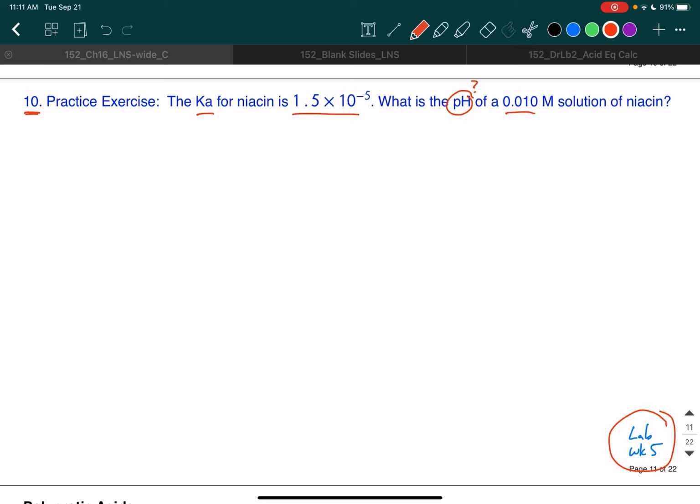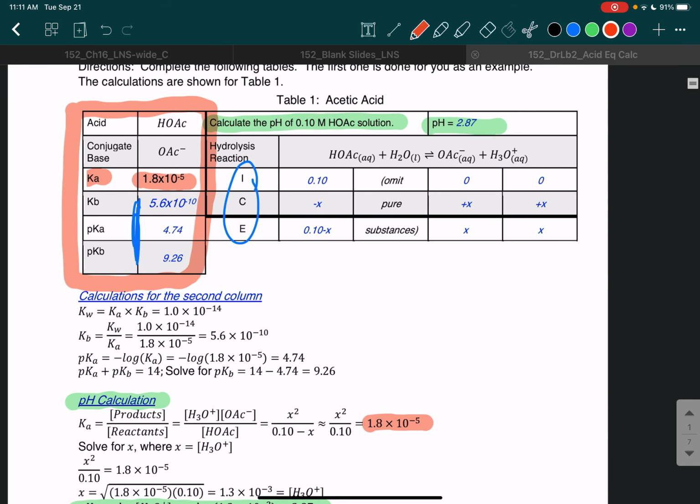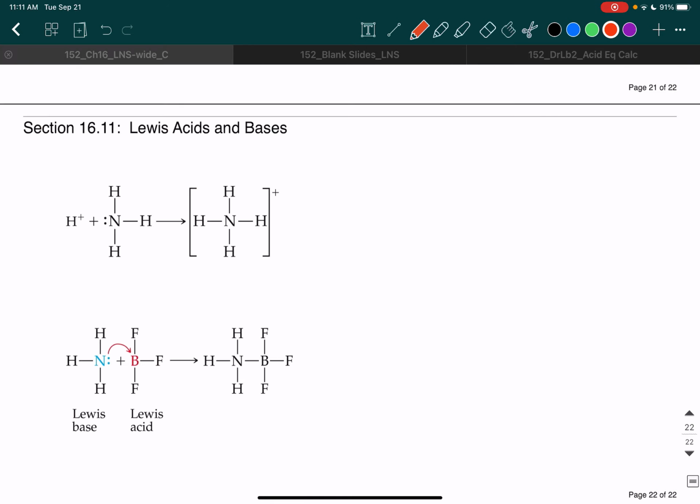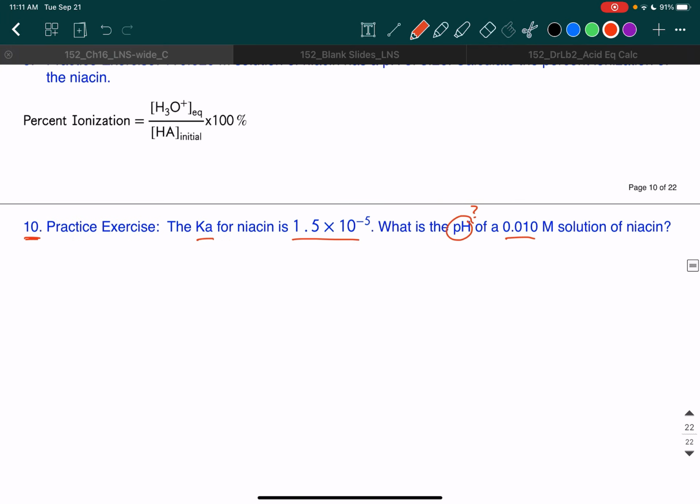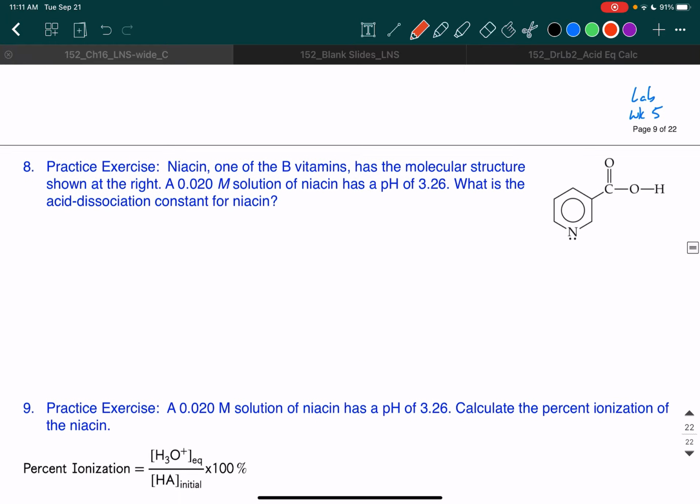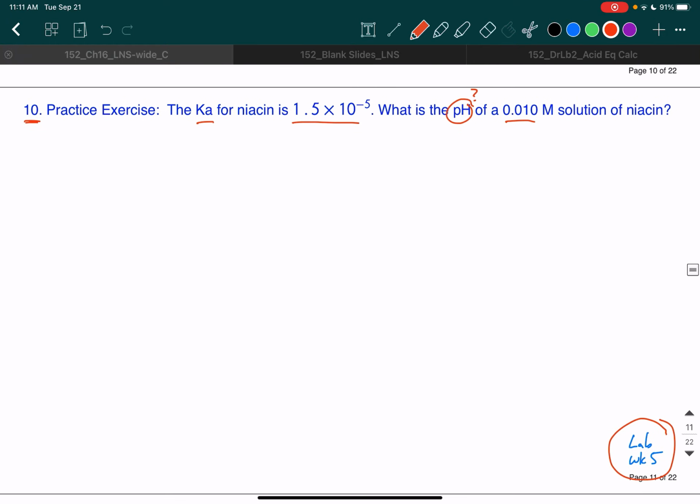That's the same structure that we saw here. There's a concentration, there's a Ka that's given, and then you go through this ICE table to do the pH calculation. Okay? So basically, the example that I'm going to do in the notes here is analogous to what you have to do for the lab.